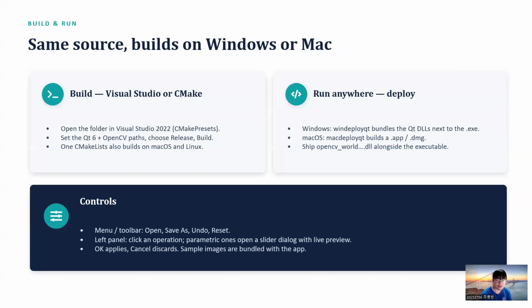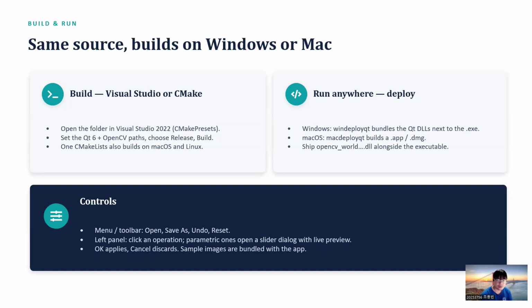Building is simple, and the same source works on Windows and Mac. Actually, I didn't test it on Mac, but it should work. In Visual Studio 2022, I just opened the project folder. It reads the CMake presets, sets the Qt and OpenCV paths, and I choose release and build. The very same CMake list also builds on macOS and Linux.